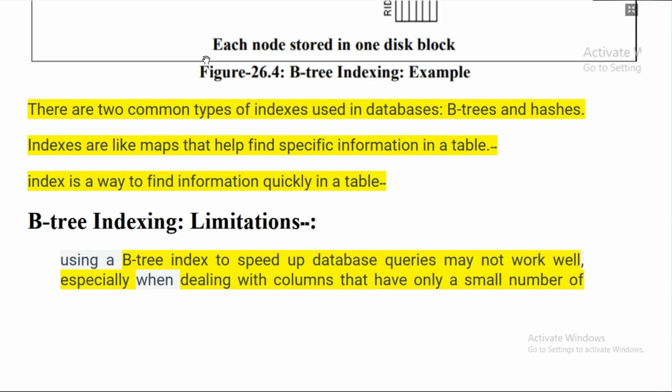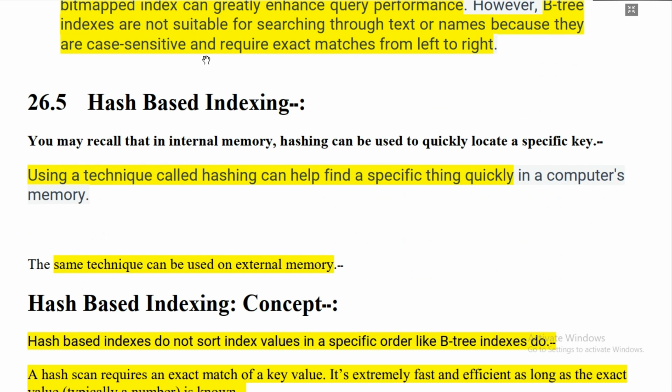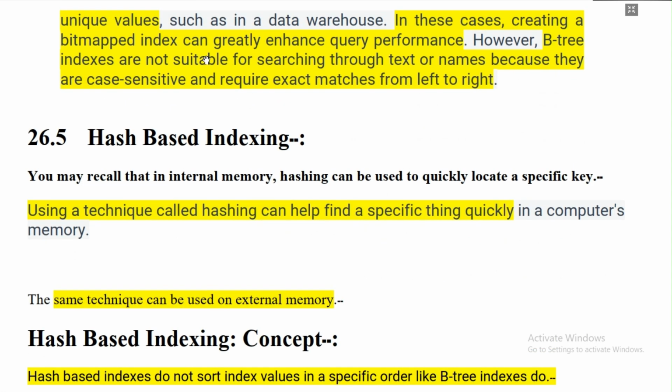B-tree indexing. Limitations: using a B-tree index to speed up database queries may not work well, especially when dealing with columns that have only a small number of unique values, such as in a data warehouse. In these cases, creating a bitmapped index can greatly enhance query performance. However, B-tree indexes are not suitable for searching through text or names because they are case-sensitive and require exact matches from left to right.